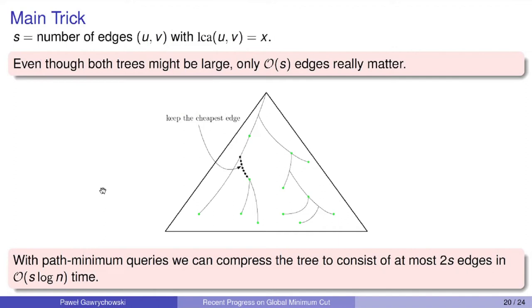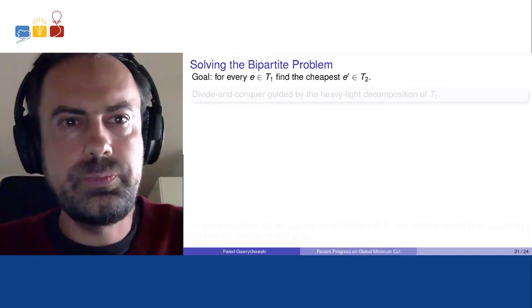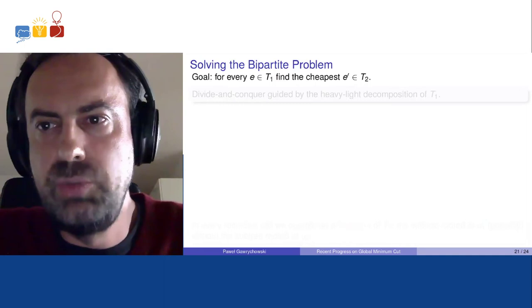So in S log n time, you will sparsify those two subtrees. And now you have two subtrees of size O of S. So overall, this sums up to O of M. So this is what I promised. Okay, but now you have to solve this new problem. So we reduced our original problem to a new problem, but how do you solve this new problem?